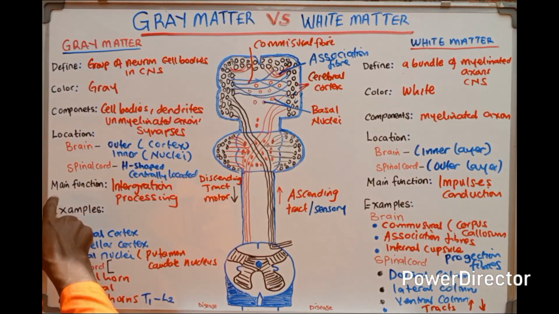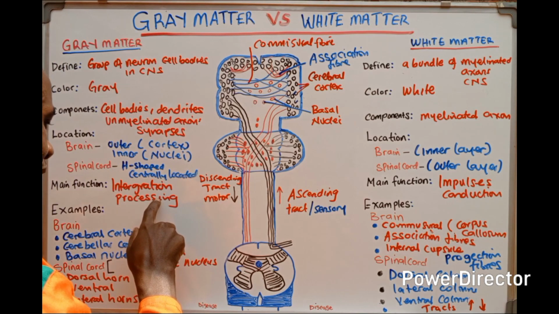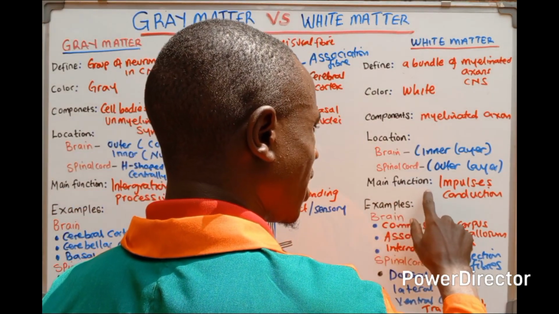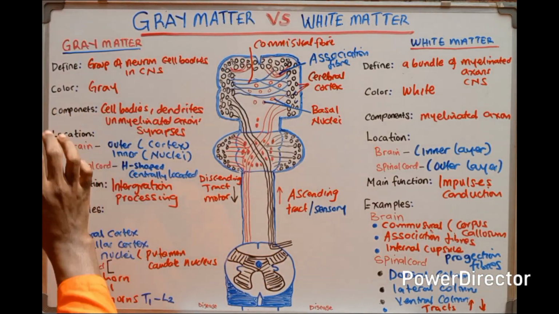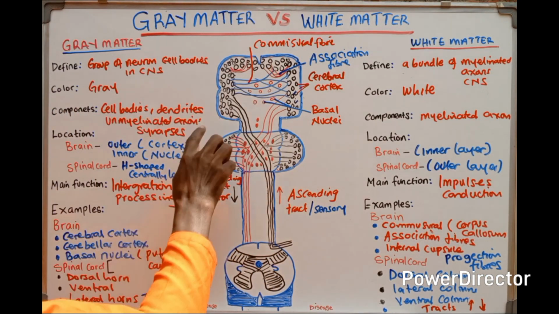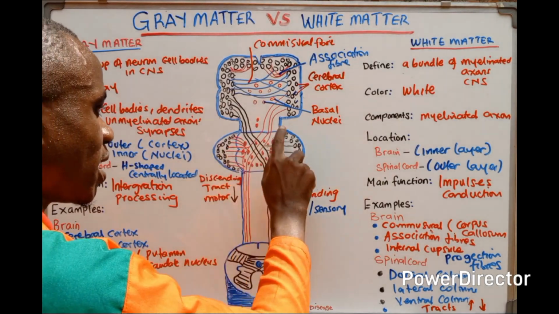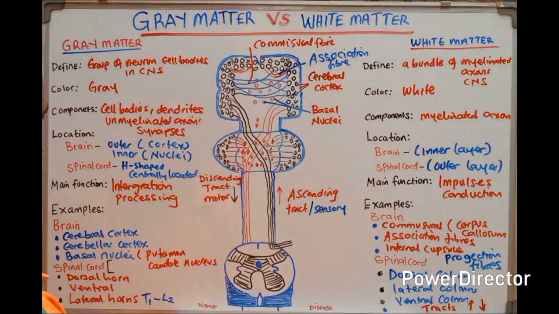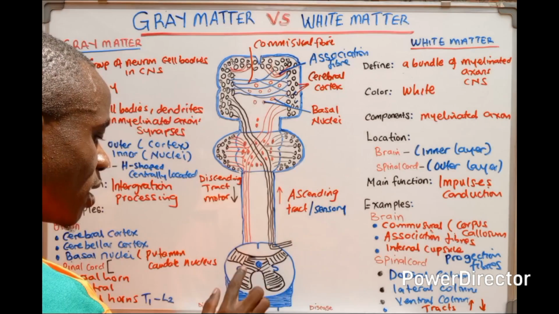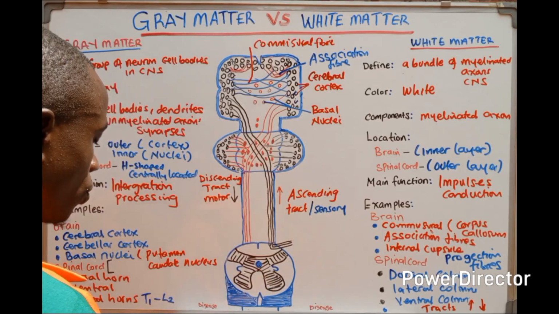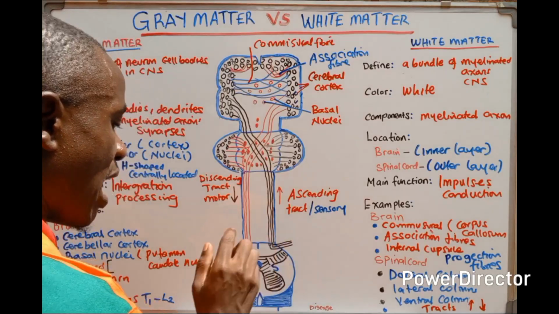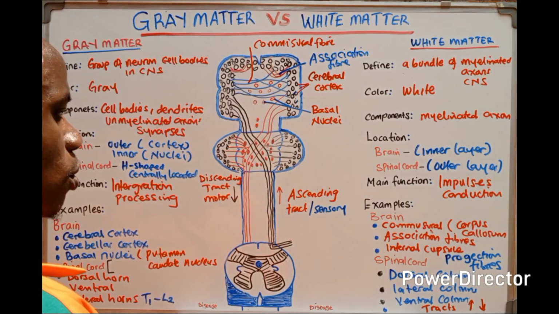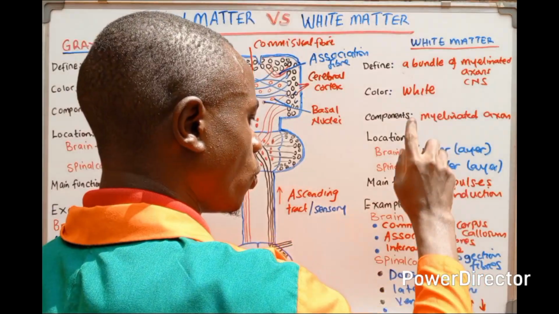Okay. And then we said the main function of the gray matter is processing and integration, while the main function of the white matter is mainly conduction of action potentials, which you call the impulses. And then we said that the examples of the gray matter within the brain are the cerebral cortex, the cerebellar cortex, and even the basal nuclei. Okay, and then within the spinal cord, you're going to have the dorsal horns, the lateral horns, and the ventral horns. Okay, and then we said that the lateral horns are only present from T1 up to L2.